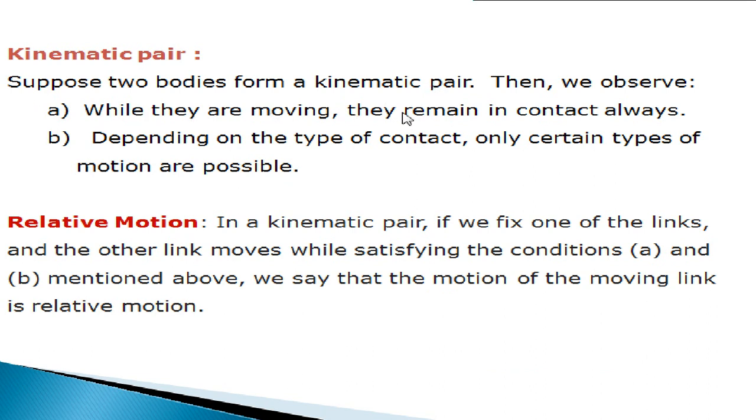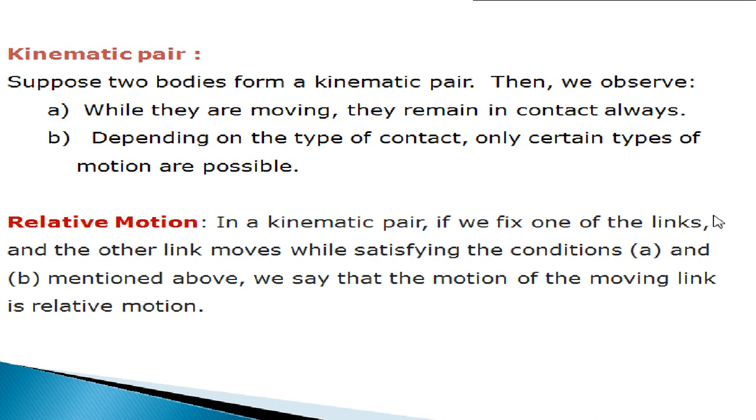Let us begin this module by recalling that when two links form a kinematic pair, they must always remain in contact while they are moving, that is, while relative motion is occurring. And also, depending on the type of contact, only certain types of motion are possible. We'll start with this note and define what we mean by relative motion. In a kinematic pair, if we fix one of the links and the other link moves while satisfying the conditions A and B mentioned here, we say that the motion of the link is relative motion.